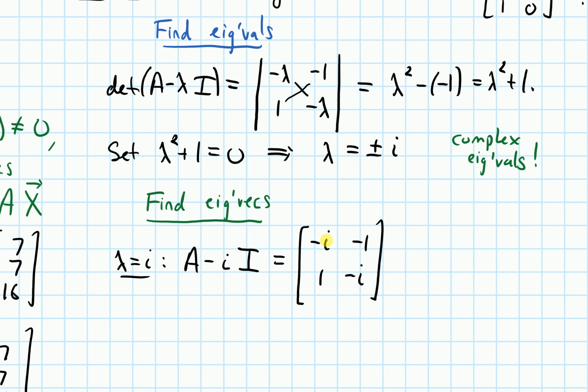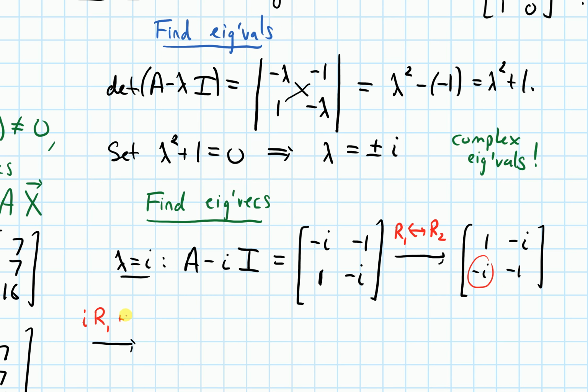Now we want to row reduce this and find the null space like we normally would when finding eigenvectors. The first thing I'll do is, I would like the 1 to be in the top left. So let's switch row 1 and row 2. Having the 1 in the top left is just going to make the computations a little bit easier. So let's put 1, negative i in the first row and then negative i, negative 1 in the next row. Now we want to zero out this negative i. To do that, we multiply the top row by i, add that to the second row, and insert into the second row.